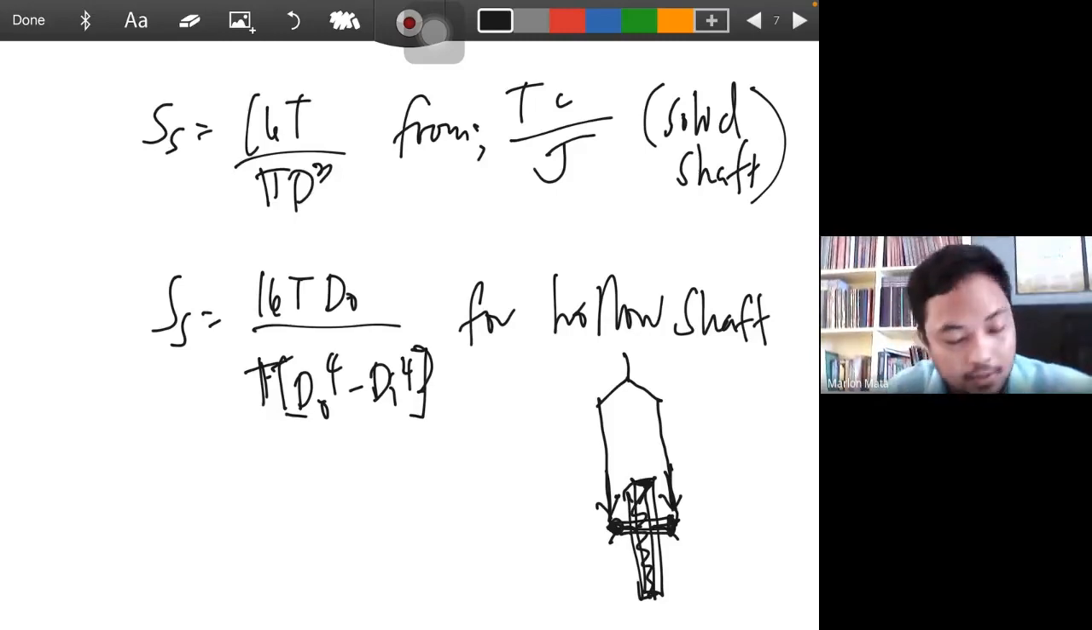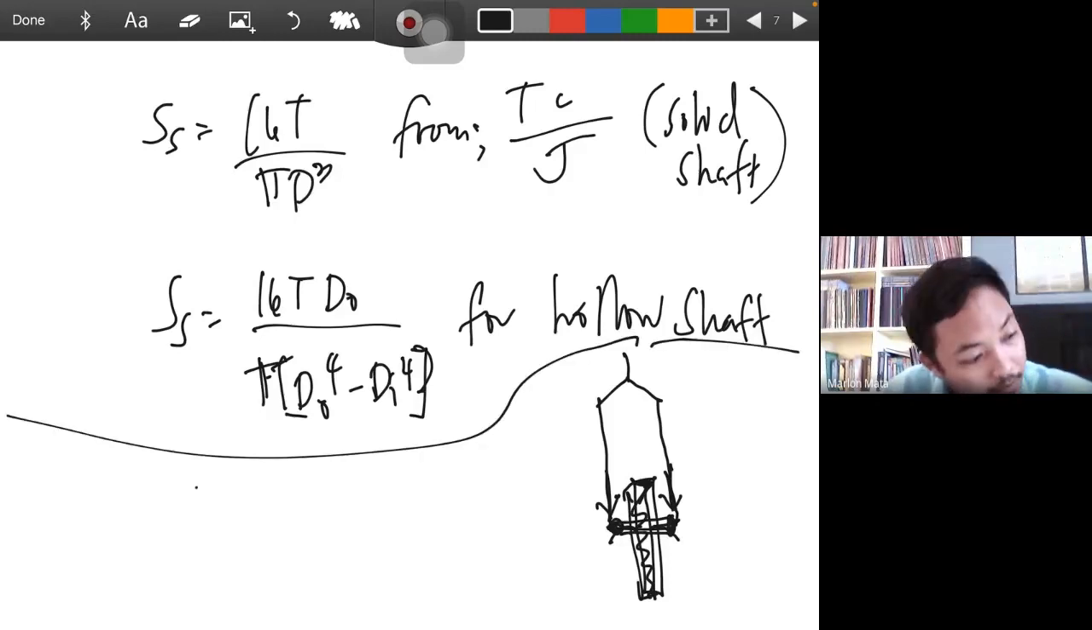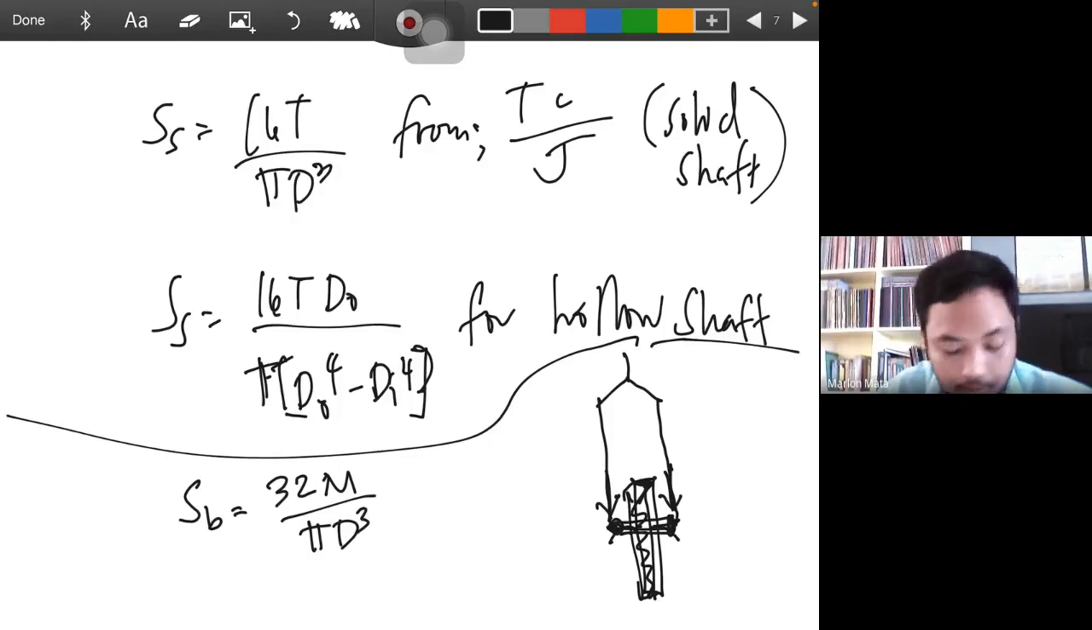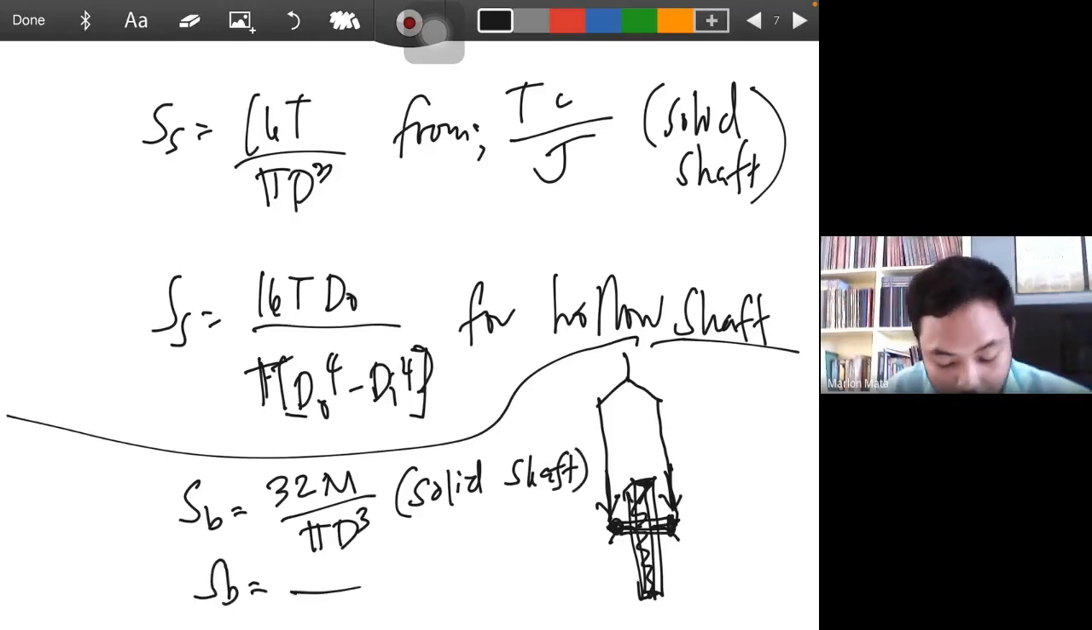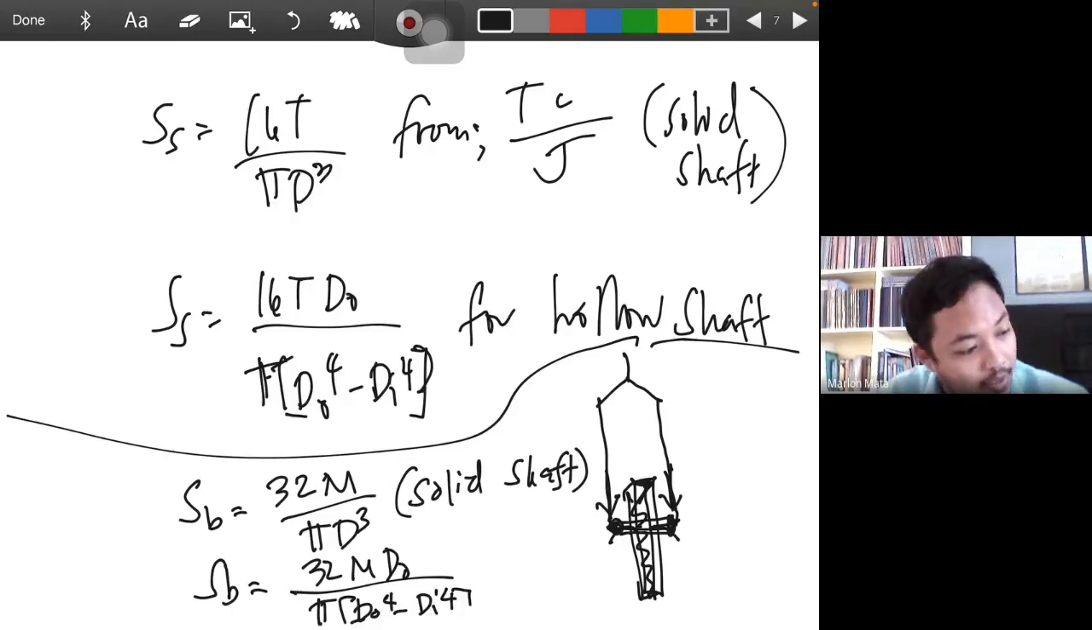So, the bending stress could be computed using stress bending, the formula 32M over pi d cube, no? For solid shaft. For hollow, 32M do over pi do4 minus di4. Okay, where M is the bending moment. So bending moment, it is the force times length, no?